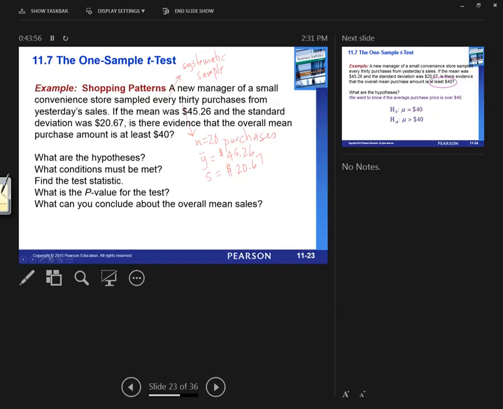So first it says, what are the hypotheses? And to answer that, we look at the research question. Is there evidence that the overall purchase amount is at least $40? We get the alternate hypothesis from the research question. So we're saying, is the overall mean, the real mean, the true mean, the mean of all customers at least $40? And the null hypothesis is just stating that the true mean in the population is equal to $40.